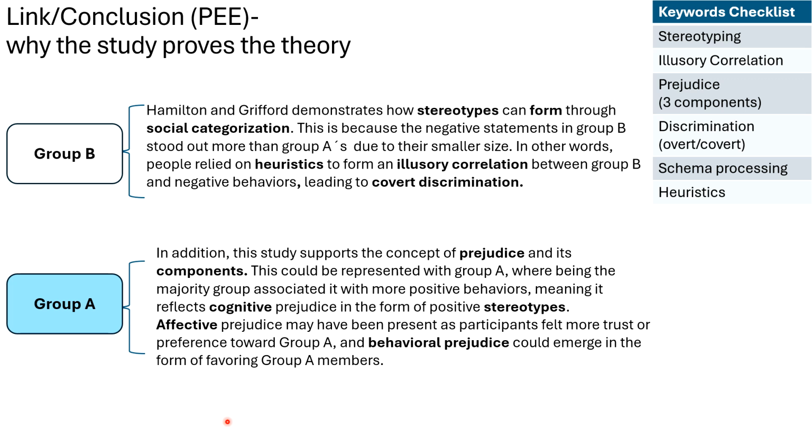Then we talk about group A and the other keywords. So this study supports the concept of prejudice or point. This could be represented with group A, being the majority group associated with more positive behavior. So here again, talking about the results and then the explanation, meaning blah blah blah.